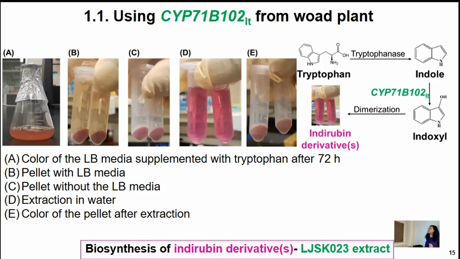So this extract, this is the water soluble extract. Pink color like indirubin, but unlike indirubin, it's soluble in water. So this was our first indication that maybe something is being produced over here that is a derivative of indirubin. We named this extract as LJSA023 extract, green in color. Green color, the extract that is harvested from the engineered E. coli, which has the plant P450 and the plant P450 reductase.